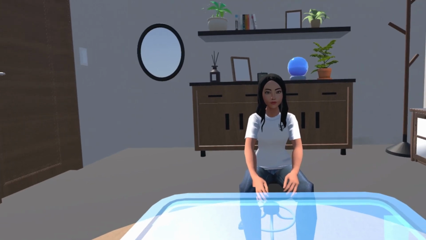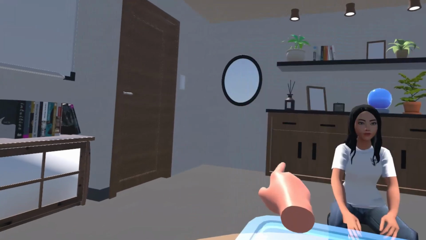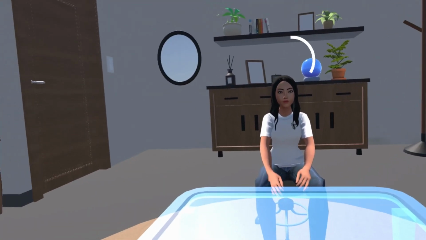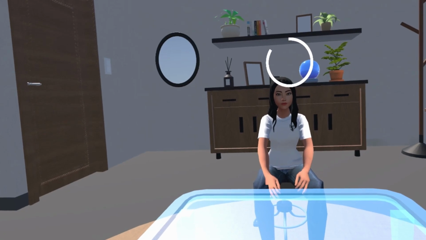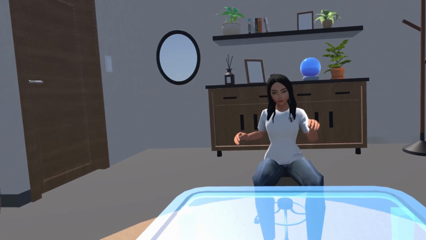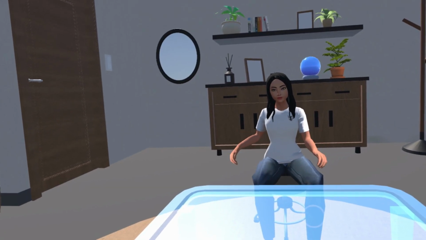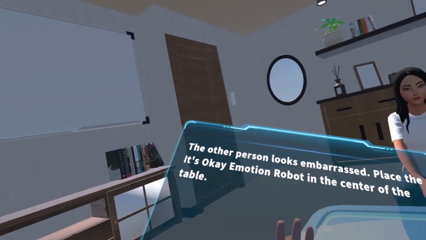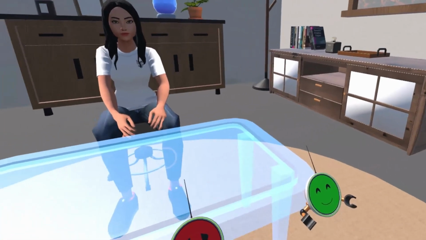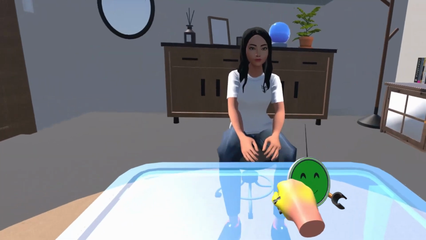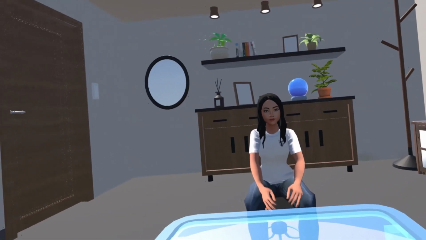Good job. And give it a try. Make eye contact with the embarrassed person. I was being careless and made a mistake. The other person looks embarrassed. Place the It's Okay emotion robot in the center of the table. Nod your head to show that everything is okay.